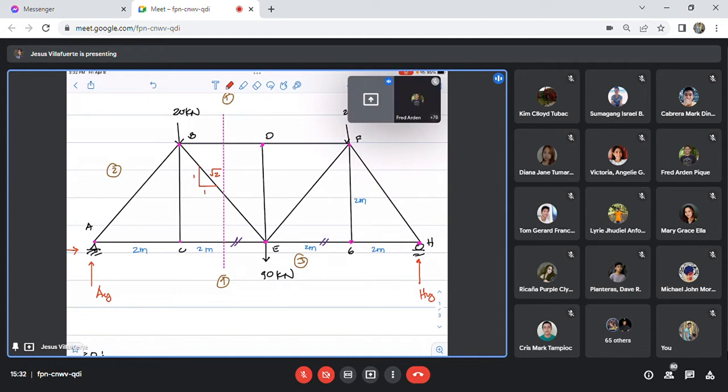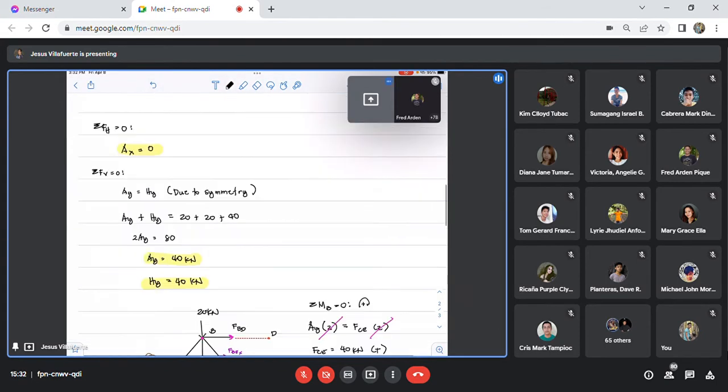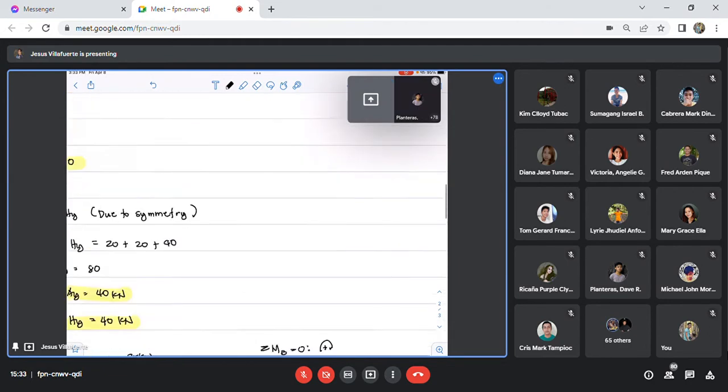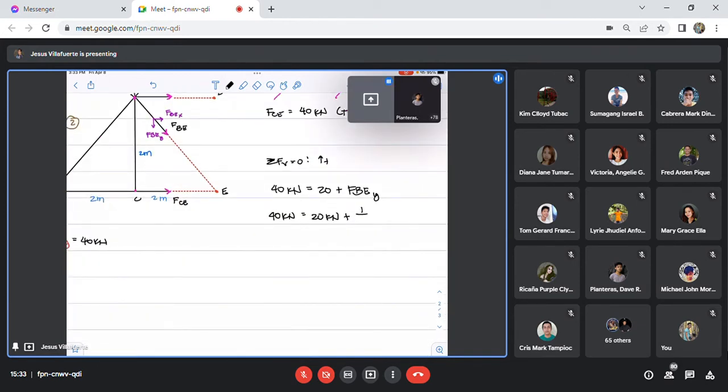Can you follow this one, class? Yes, sir. So FBEY, 40 kilonewton is equal to 20 kilonewton plus, so what is the vertical component? 1 over the square root of 2 FBE. So this is the Y. So this is 20 kilonewtons times the square root of 2 is equal to FBE.